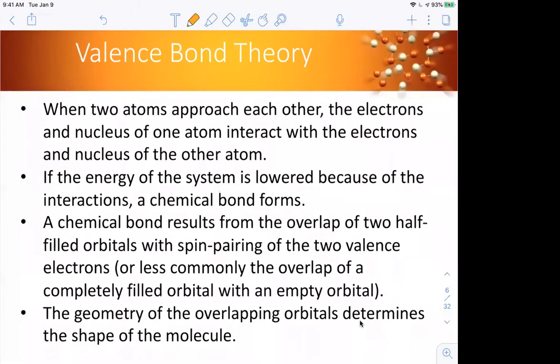I can also have, although this occurs less commonly, an overlap of a completely filled orbital with an empty orbital. This is a coordinate bond or a dative bond, which is a little bit different. The geometry of the overlapping orbitals determines the shape of the molecule.